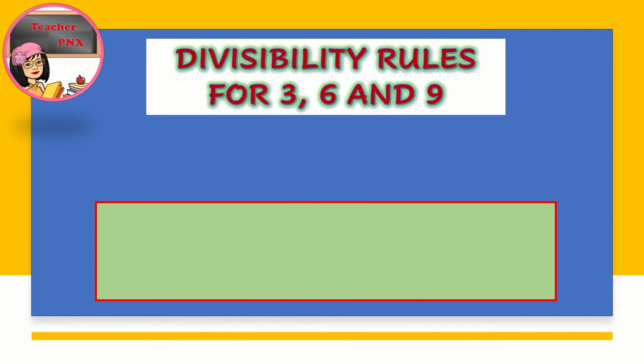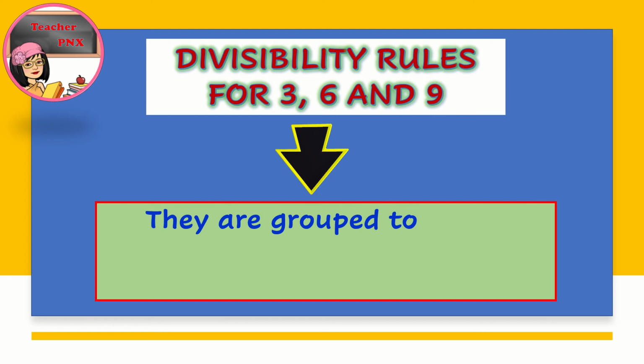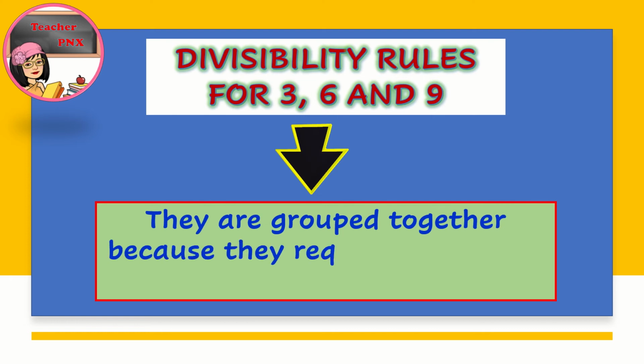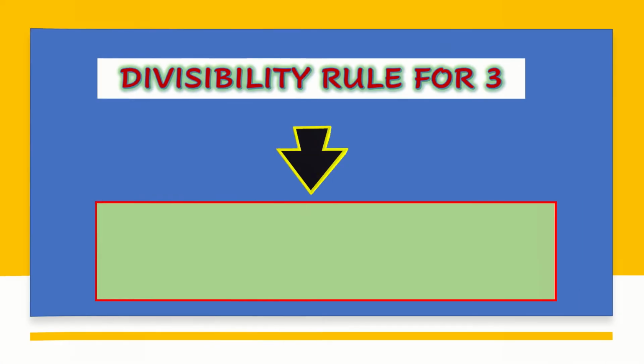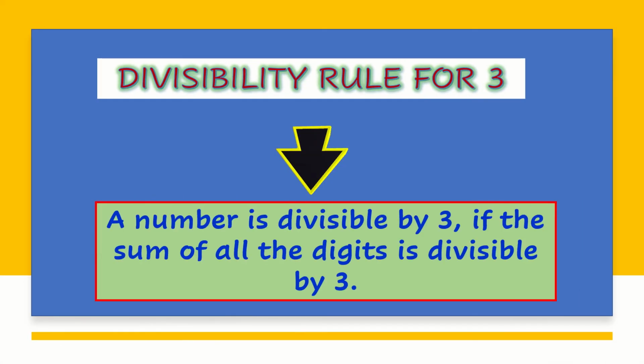Divisibility rules for 3, 6, and 9. They are grouped together because they require computing the sum of the digits. Divisibility rule for 3. A number is divisible by 3 if the sum of all the digits is divisible by 3.